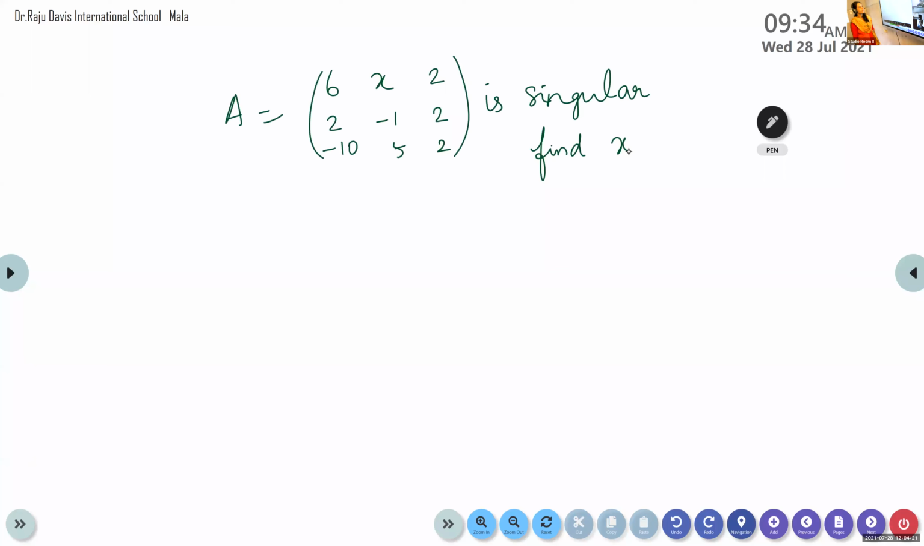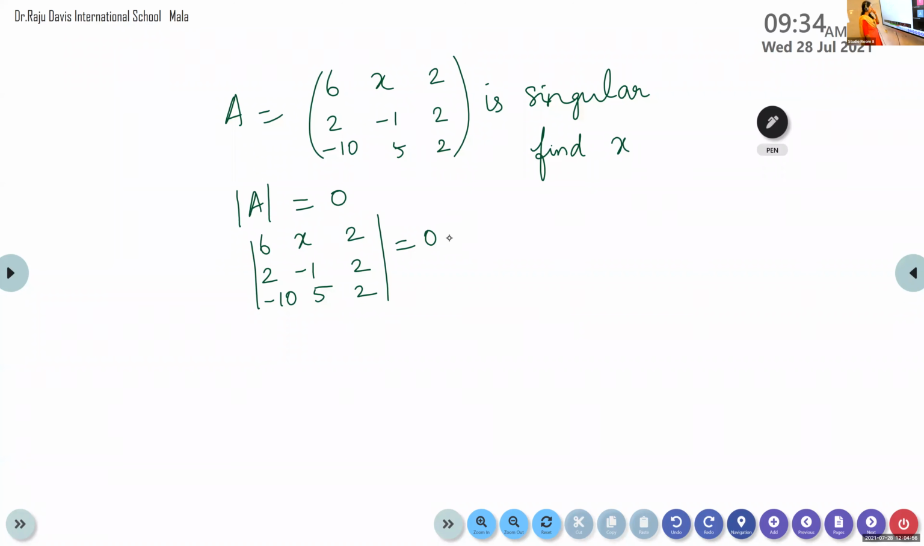How will you do this? It is given as a singular matrix. What can you say? If a matrix is singular, its determinant value is equal to 0. Yes, it is given singular. Therefore, determinant A is 0. Therefore, the determinant of 6, x, 2; 2, minus 1, 2; minus 10, 5, 2 will be equal to 0.